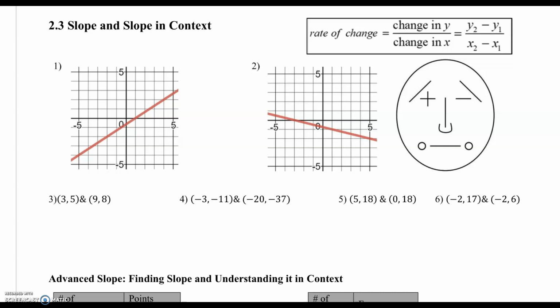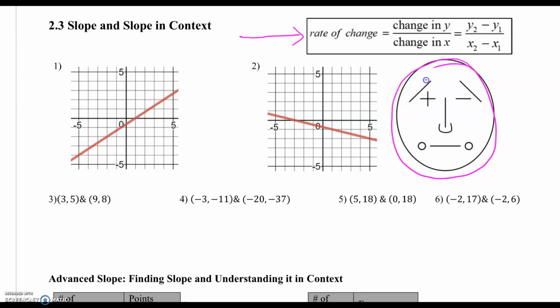All right, we're ready for section 2.3 notes about slope and slope in context. I believe we've looked at slope in the past, and that is also called rate of change. It's the change in y, or the change in up and down, divided by the change in x. So it's a ratio. It's helpful to write it as a unit rate, which just means reduced. And then this cute little guy is a fun reminder.